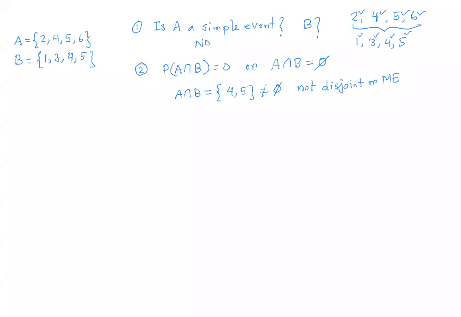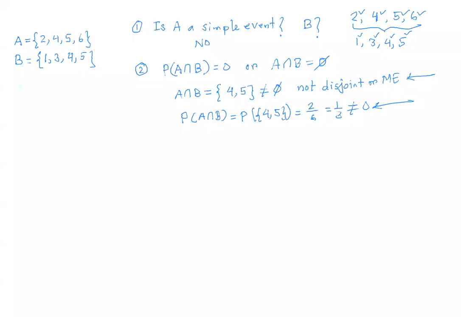Yes. But also remember, the probability of A intersection B is the same as the probability of 4 and 5, which is 2 out of 6, or 1/3. Obviously, it is not 0. So these are 2 different ways of showing whether 2 events are disjoint or not disjoint, whatever your objective is.